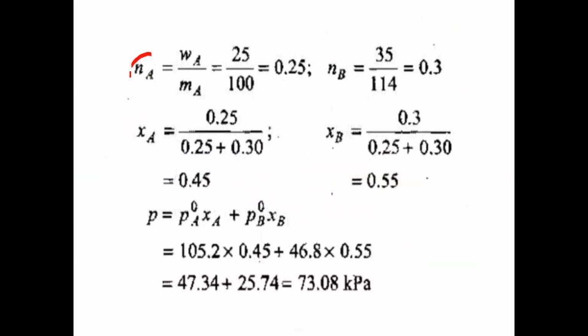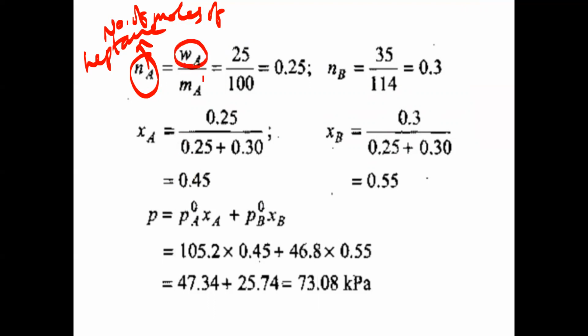Now check it here. The number of moles of liquid A means the number of moles of heptane. Number of moles of heptane is equal to the given weight of heptane divided by the gram molecular weight of heptane. The given weight is 25 grams, and the gram molecular weight is 100 gram per mole. Therefore, we get 0.25 moles of heptane here.